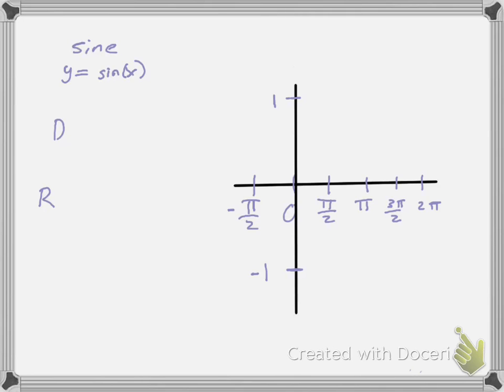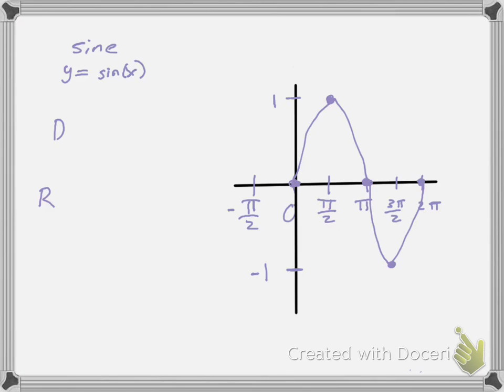So looking at the key points, when x is 0, sine is going to equal 0. When x is pi over 2, it's going to reach a high point of 1. Then when x goes to pi, it reaches another point of 0. Then sine is going to dip down to negative 1 at 3 pi over 2, and then come back up to 0 at 2 pi. So this is what the sine graph looks like.